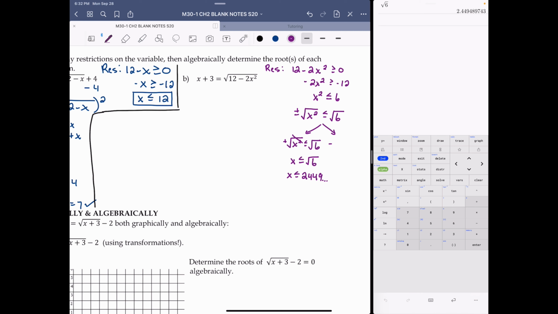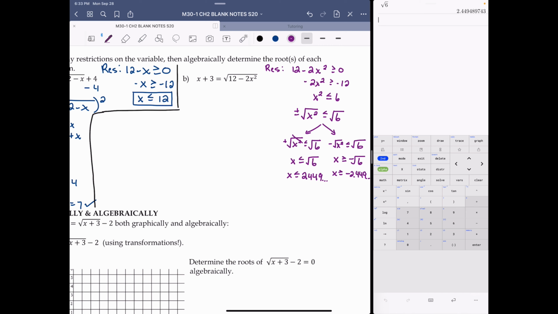And then the other situation, we have negative square root x squared is less than or equal to square root 6. We need to multiply or divide by negative 1 to move the negative over. So we get x is greater than or equal to, because the sign is switching since we're multiplying or dividing by a negative, the negative square root 6, which would mean that x has to be greater than or equal to negative 2.449, etc. That's our restrictions.